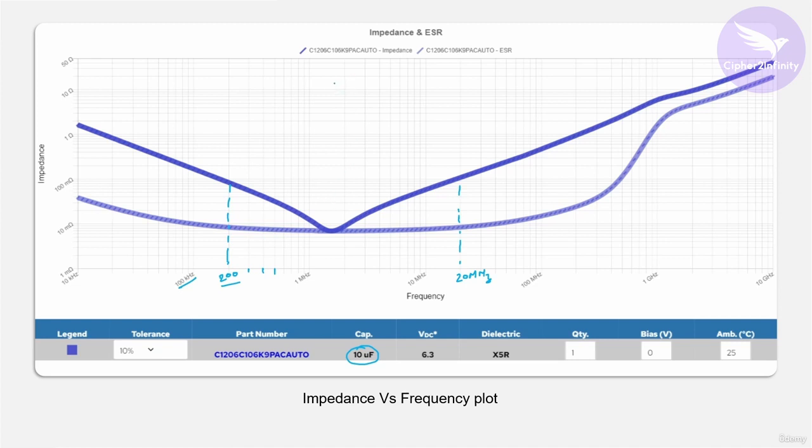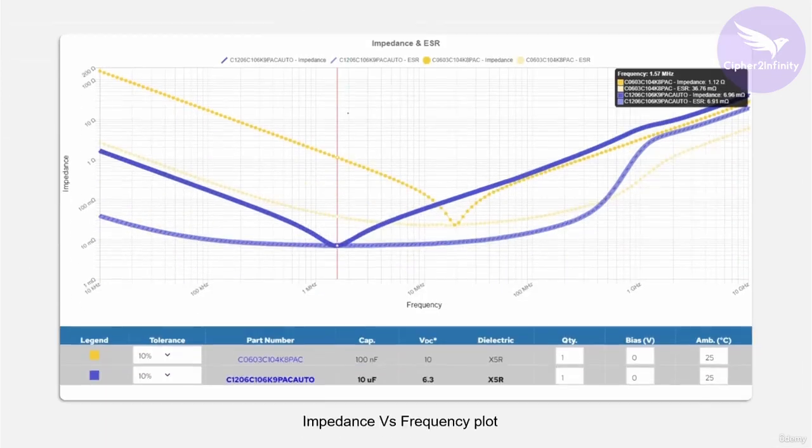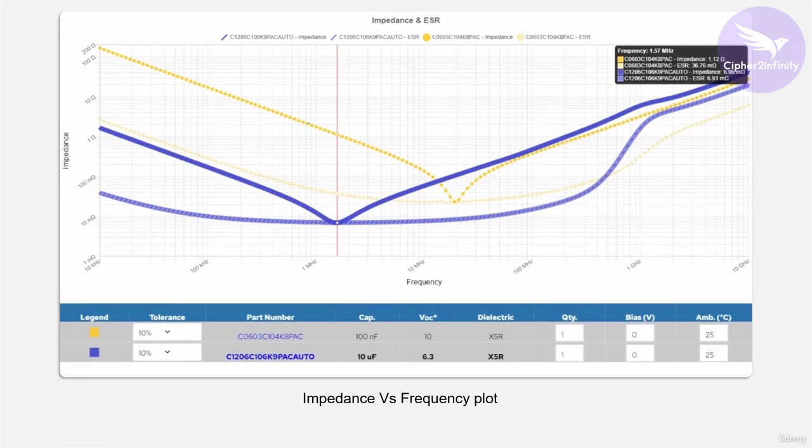Now let's consider that on the power line you connected two capacitors in parallel, and the value of one capacitor is 0.1 microfarad, and the value of another capacitor, let's consider, is 10 microfarad. Now let's see how exactly the impedance versus frequency plot for these two capacitors connected in parallel will look like. So this is how the plot for a 0.1 microfarad capacitor and a 10 microfarad capacitor on the same plot is going to look.